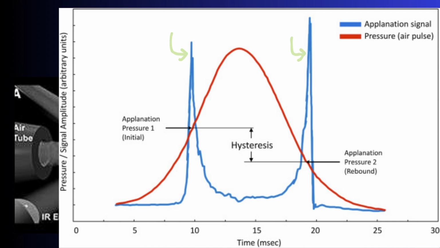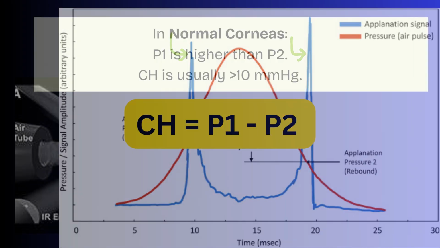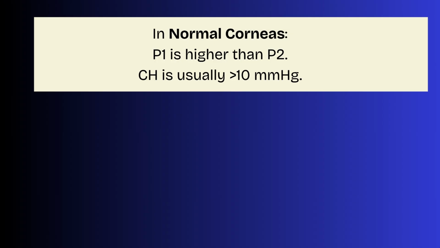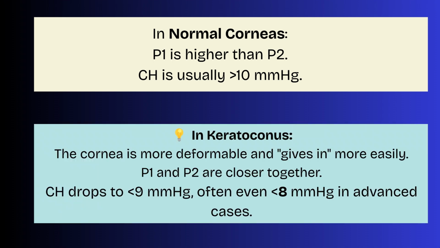You will see two distinct peaks. The first peak P1 represents the inward pressure needed to applanate the cornea, and the second peak P2 represents the outward pressure during the recovery. The difference between these two pressures is known as the corneal hysteresis, which is P1 minus P2. The narrower the gap between the peaks, the lower the hysteresis, and the more biomechanically weak the cornea is. In normal corneas, P1 is higher than P2, and corneal hysteresis is usually more than 10 millimeters of mercury.